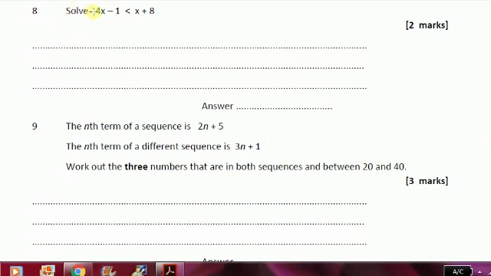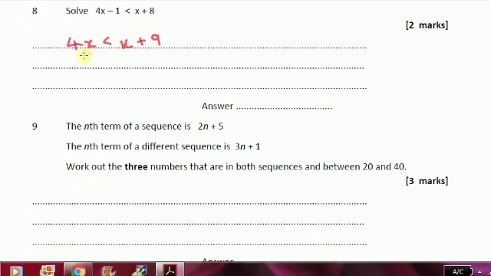Number 8, solve 4x minus 1 is less than x plus 8. So as long as you're careful, you can treat this fairly reasonably. I think I will add 1 to both sides. That's allowed without changing anything to the inequality sign. So if I add 1 to both sides, I get 4x is less than x plus 9.